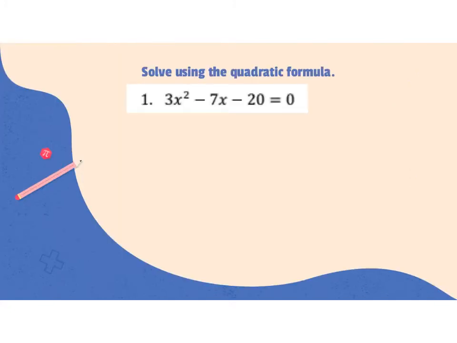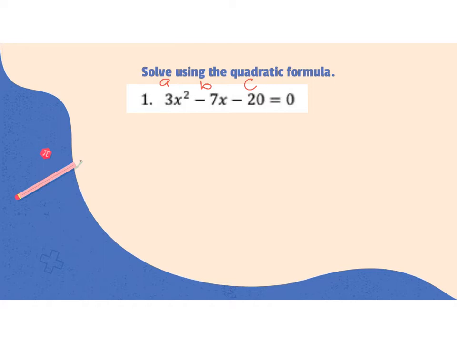All right, so we are going to try number 1. So in number 1, I have 3x squared minus 7x minus 20 is equal to 0. That's my expression. So the first thing I'm going to do is identify my a, my b, and my c. The a value is 3, the b value is negative 7, and the c value is negative 20.